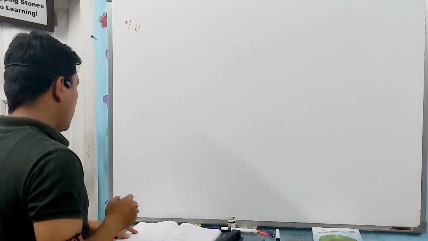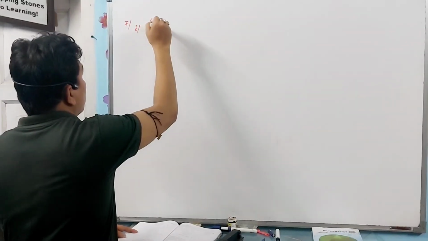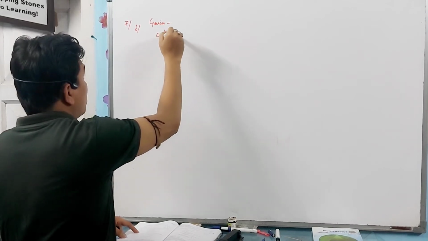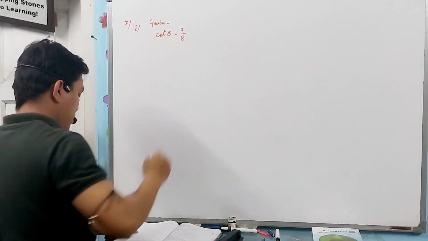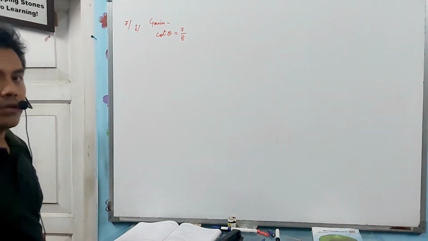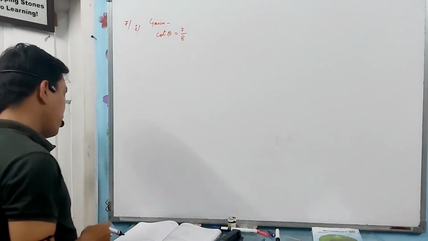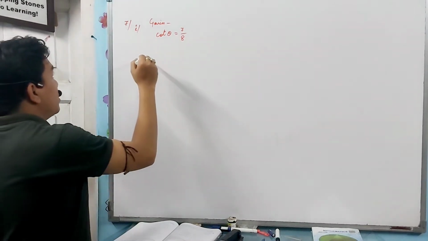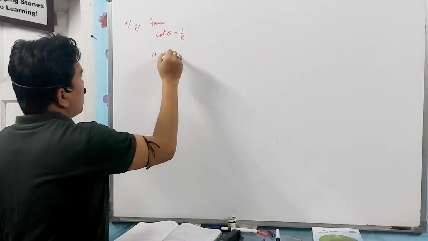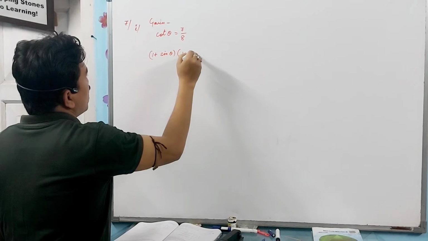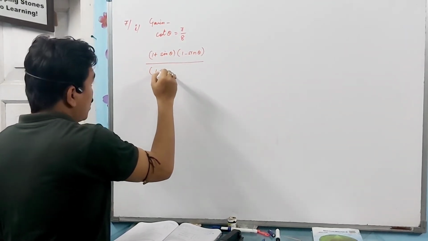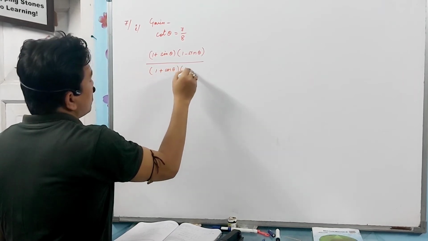See, you are given that cot theta is equal to 7 by 8. Okay. It's given as 7 by 8. Now what we have to find out? We have to find out the first one, 1 plus sine theta, 1 minus sine theta, here 1 plus cos theta, 1 minus cos theta.